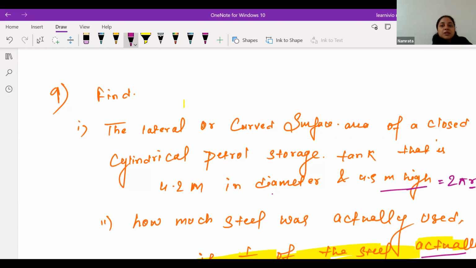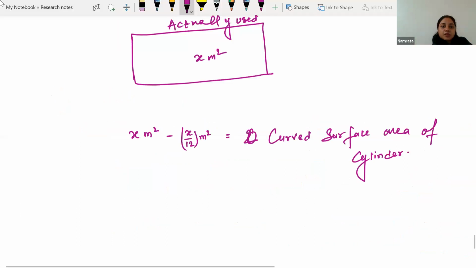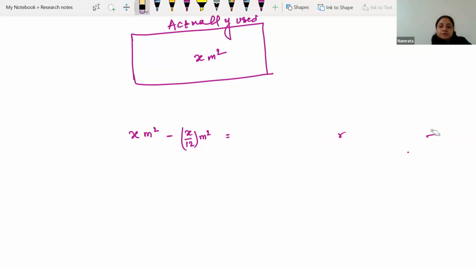Okay, so let me write it. X meter square bought from the market, x by 12 gone to the cutout waste portion, and whatever remaining we have got out of x is getting utilized for the total surface area of the cylindrical tank. Total surface area of petrol tank.